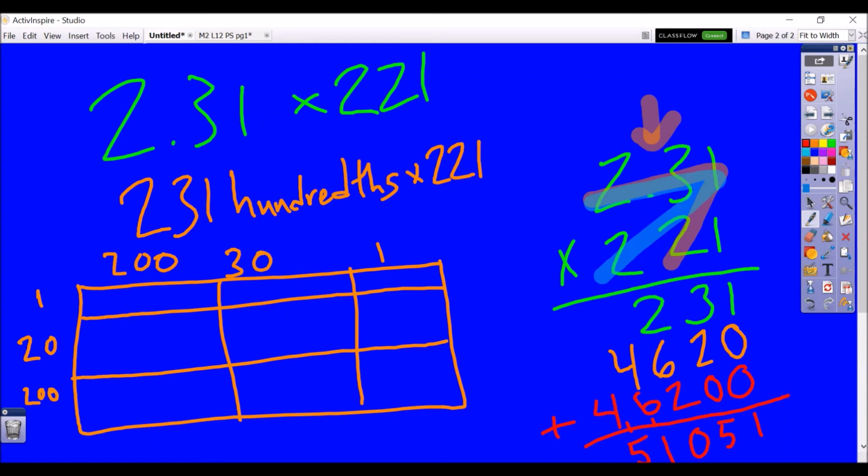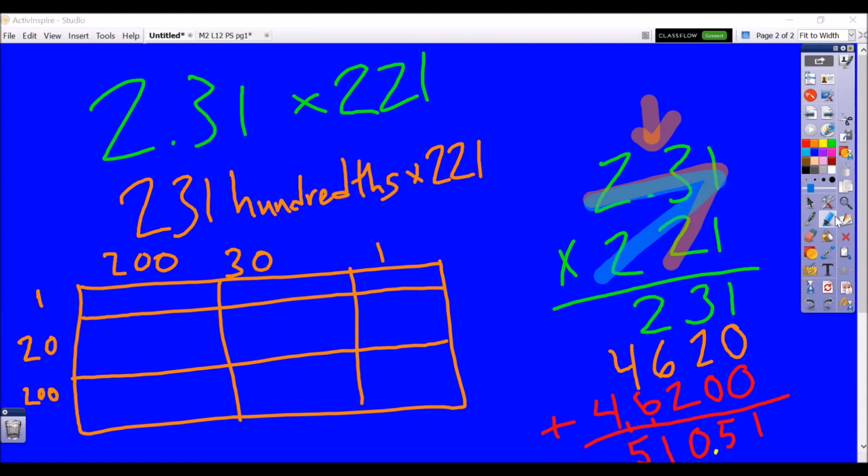So now we knew that we were working with 2 and 31 hundredths. So we have to show our hundredths in our answer. We know hundredths is 2 digits after the decimal, so we want to make sure there's 2 digits behind our decimal when we place it. So our answer should be 510 and 51 hundredths.